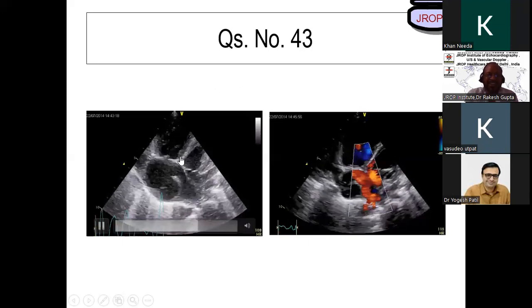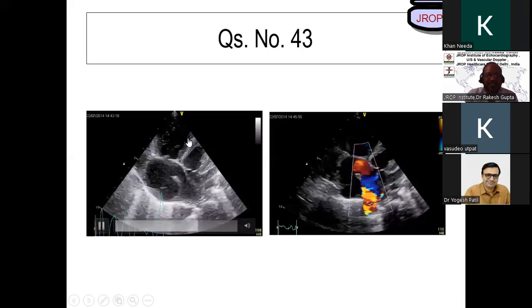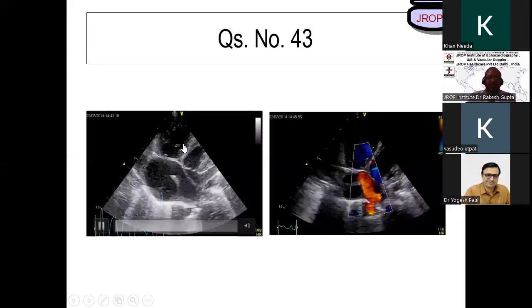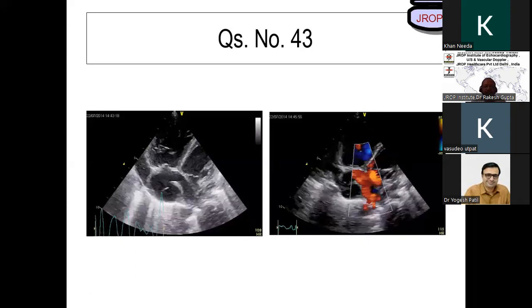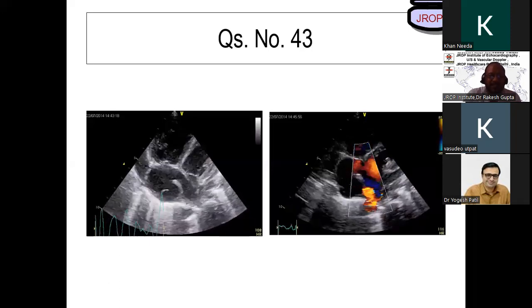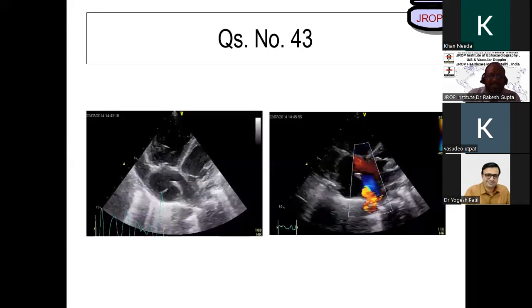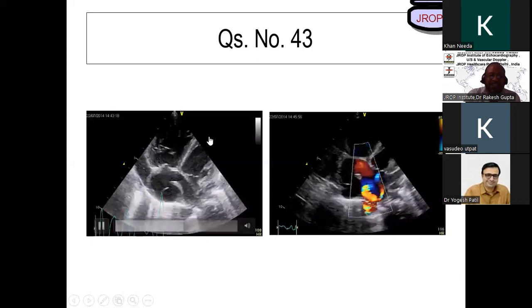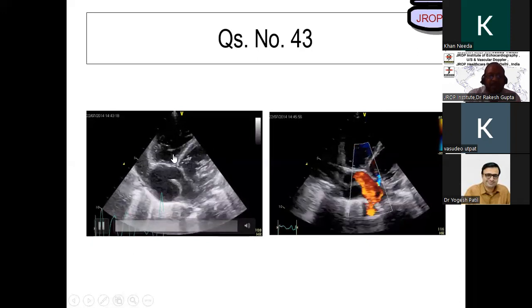Wait a minute, Nida, let him try first. Sir, you always try to beat him. Nida, you are in Bombay and you always try to beat Yogesh. Just hold on, Nida. Let him try. Sir, it is a sinus venosus ASD. No, this is not a sinus venosus ASD. It is a very classical defect.